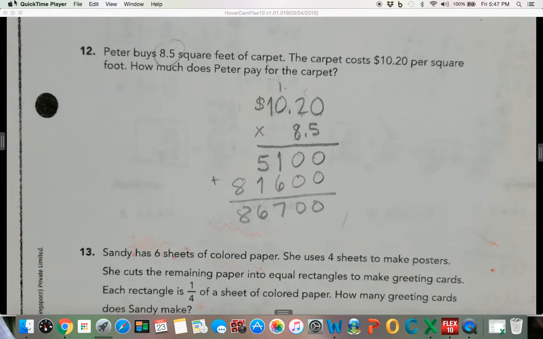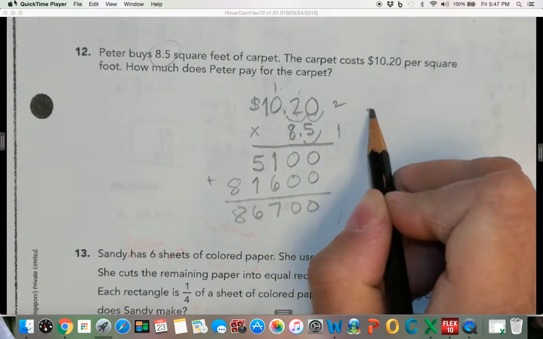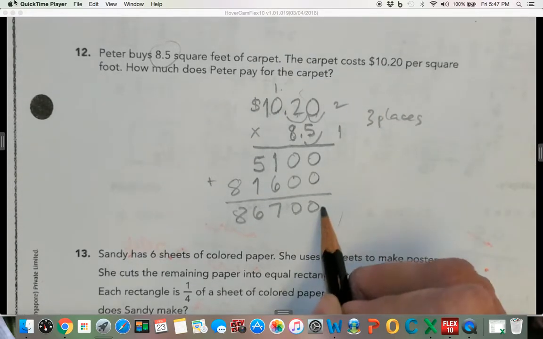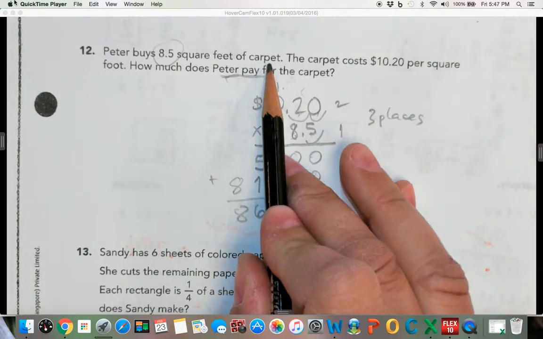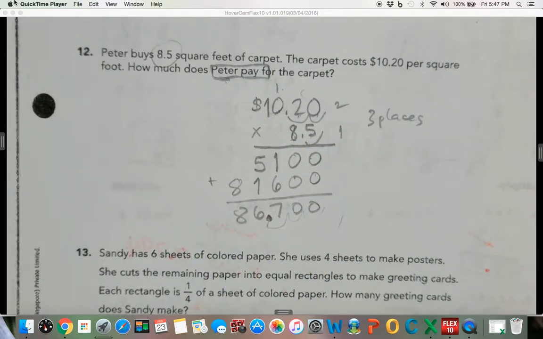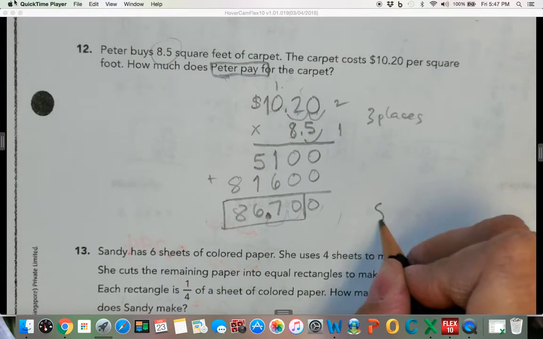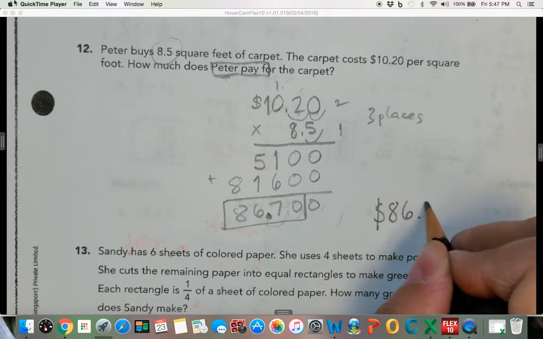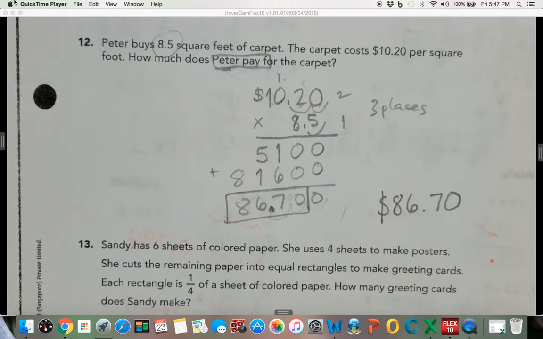Now that I have a big long number, now I look for my decimal places. 2 here, 1 here, 3 places in, 1, 2, 3. And because it's asking me for money, I want to make sure that I go 2 places after the decimal. So my number is $86.70. It's money. Don't forget, because it's money, you want hundredths place.